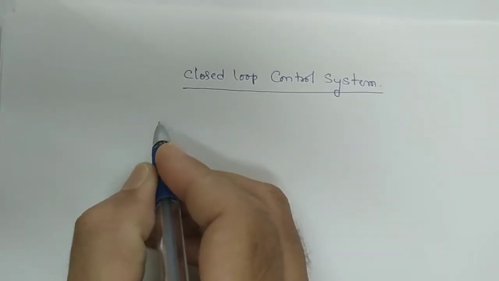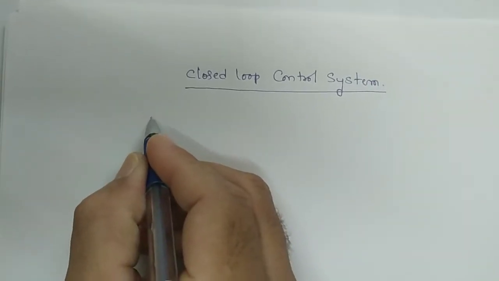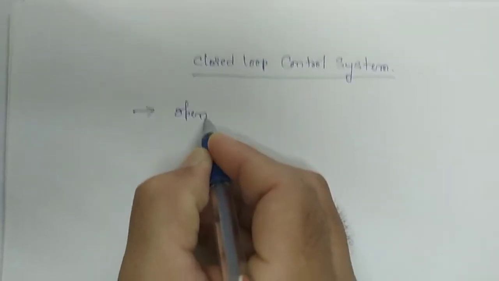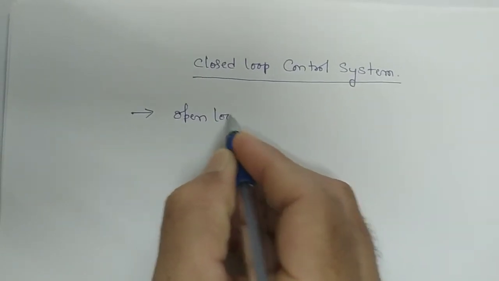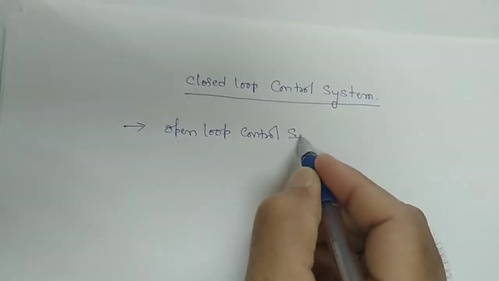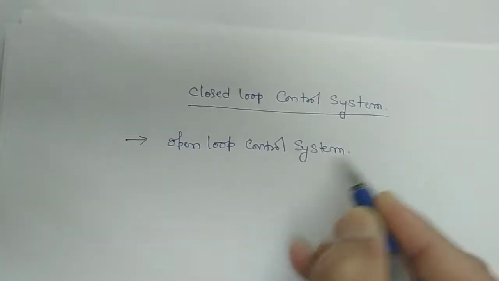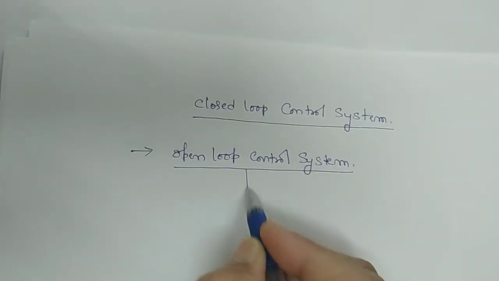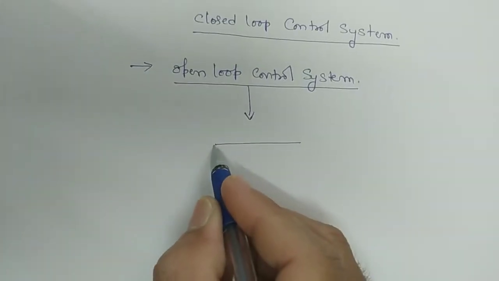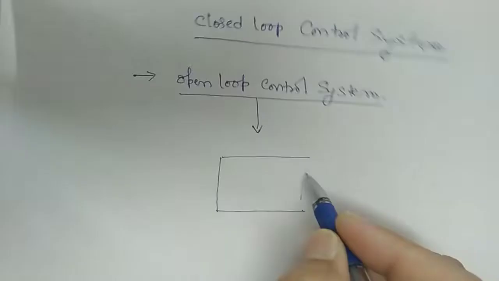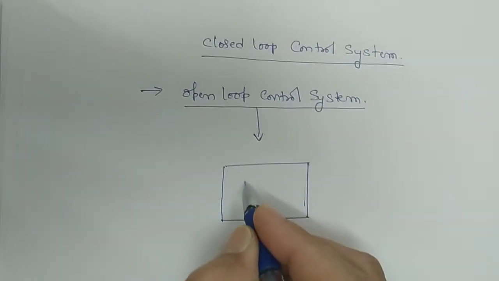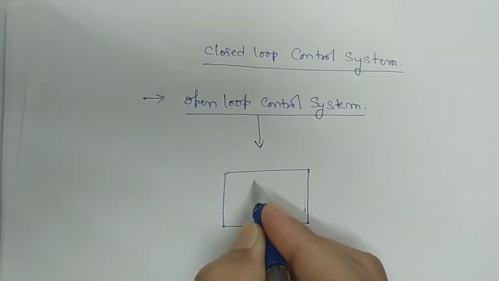Actually, in last class we have seen open loop control system. So it looks like, as I have explained, it's like this. It is a system.